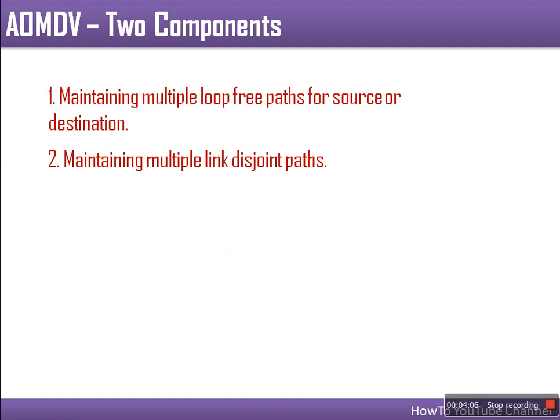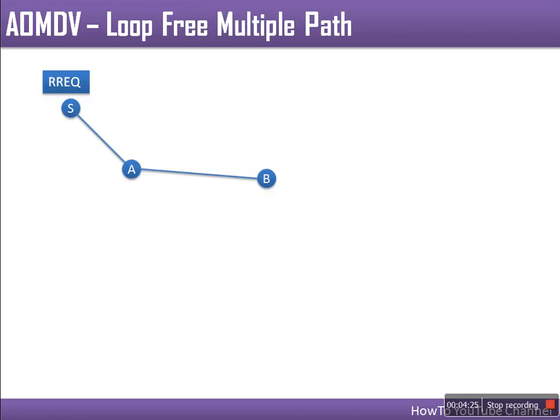So these are the two components which we are going to discuss in this video. The first one is maintaining multiple loop-free paths from source to destination, and the second one is maintaining multiple link-disjoint paths. We will see them one by one. So what is the first one? How can we maintain loop-free paths?